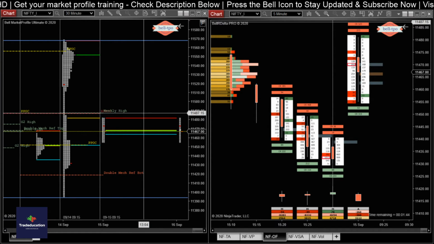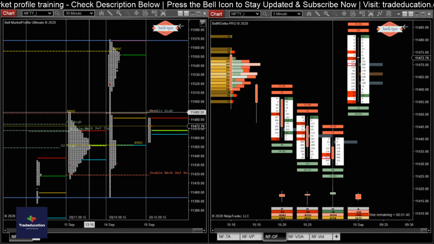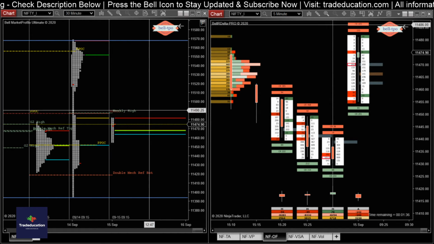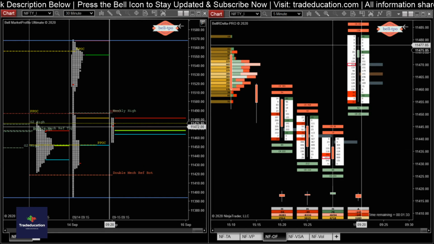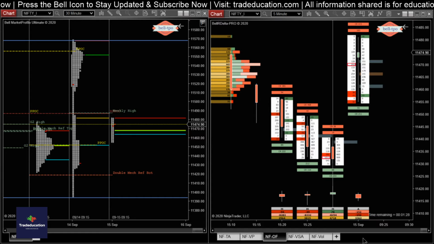So the weekly high is also pretty close by, but that's fine. This was last week's high. So this high. So now the candle has turned bullish. 3000 contracts. Okay, volume.